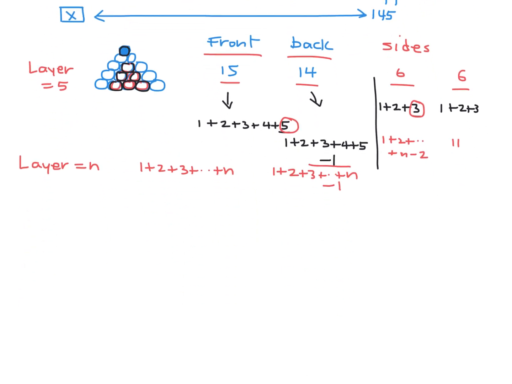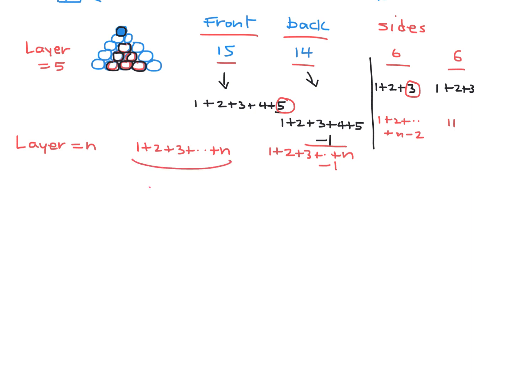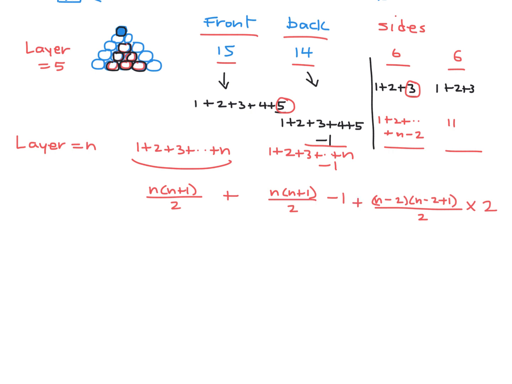Okay, so now let's do the math here. This guy, you guys know that formula. It's n times n plus 1 over 2. This one is the same thing, n times n plus 1 over 2, but then we've got to subtract that 1. And then this one would be, we're going up to n minus 2, so it would be n minus 2 times n minus 2 plus 1 all over 2. And then there's 2 of them, so we'll just stick a 2 out front. We'll just times that by 2. I'm pretty sure that is correct.